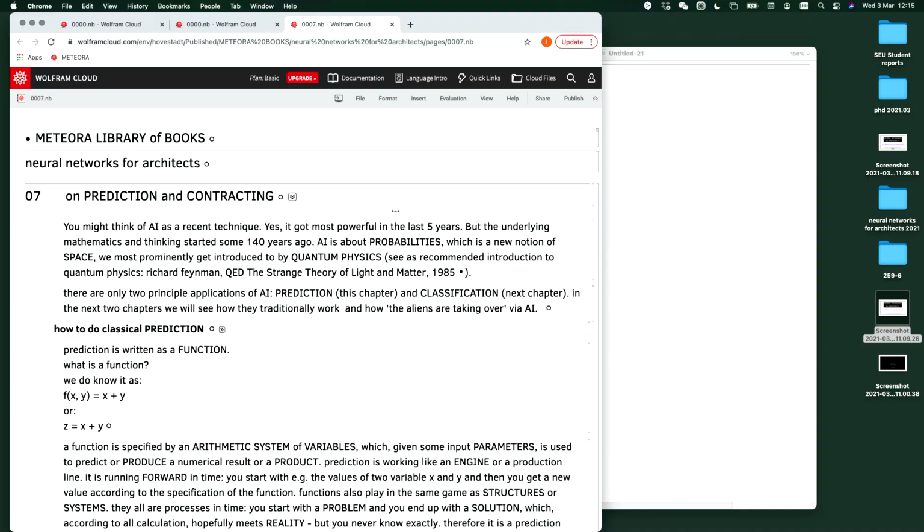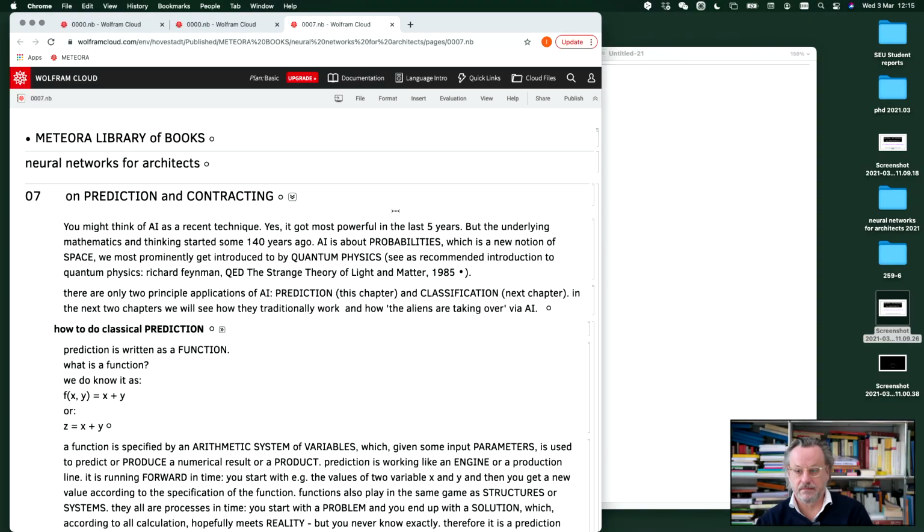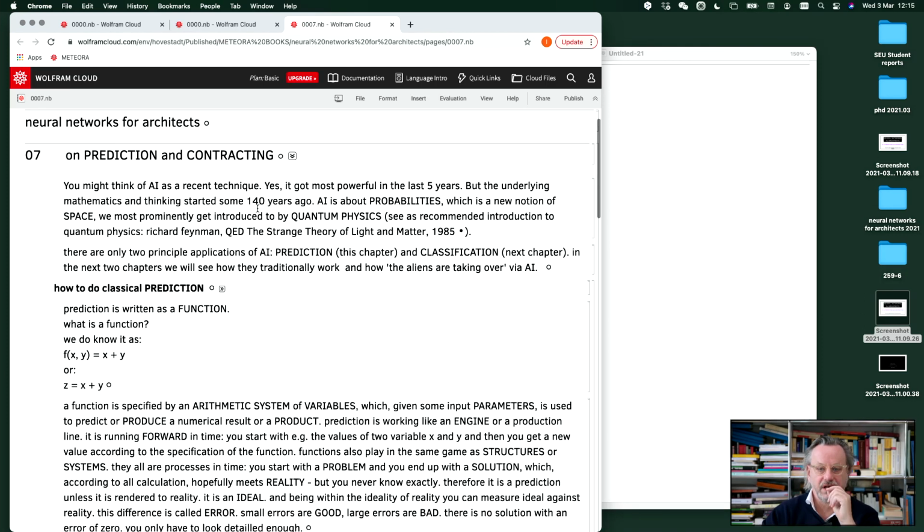So now we want to go for the prediction and constructing and predictions in AI. In this chapter, there are only two different applications in AI, and I don't believe there are more, for principal reasons. Again, with mathematics, it's prediction and classification. This chapter is about prediction.